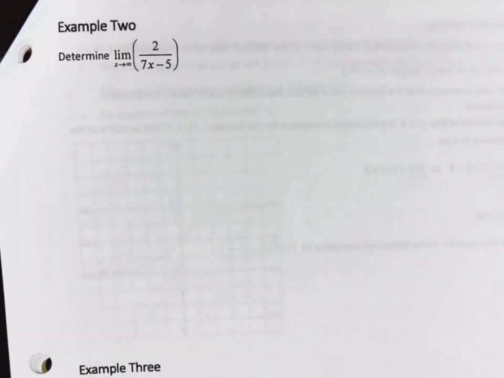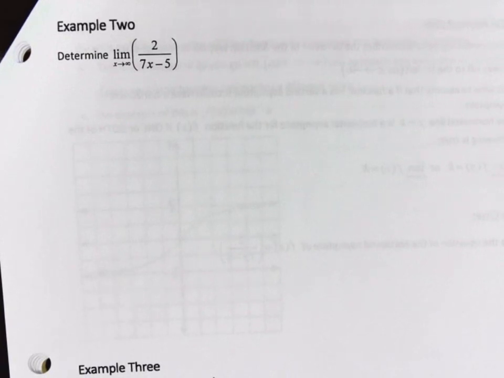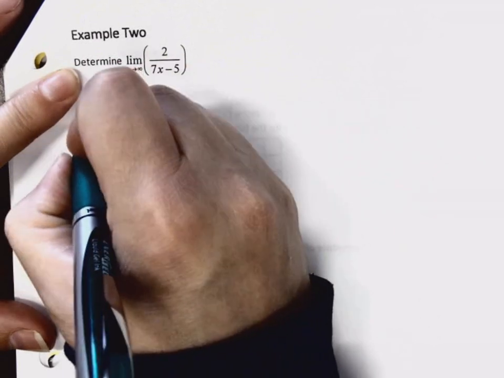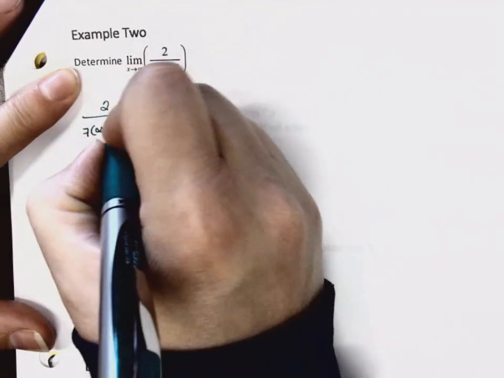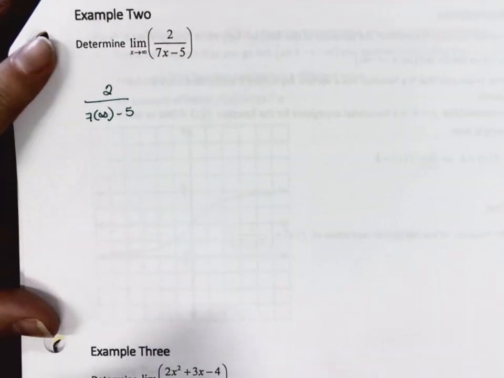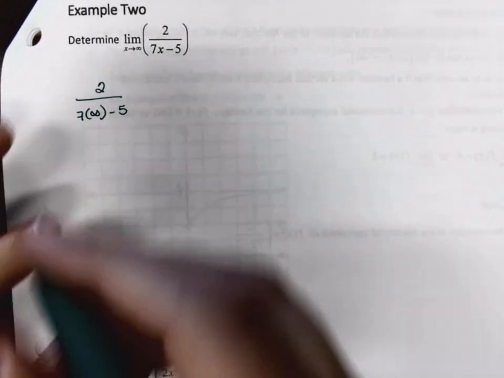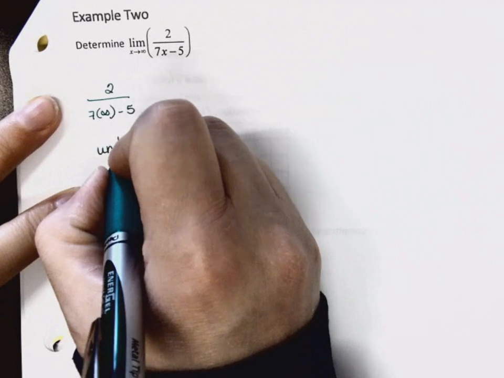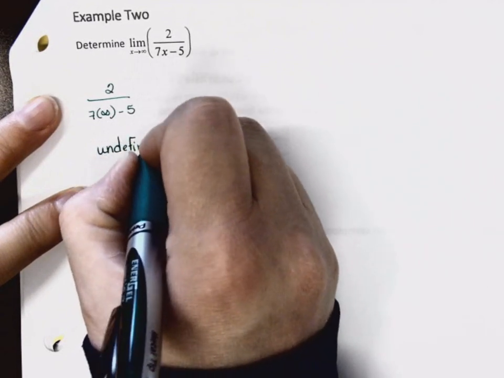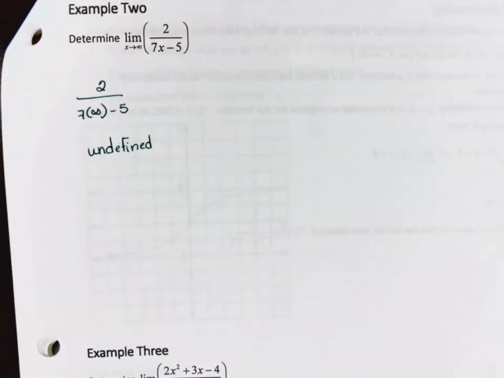If we are doing x to infinity, we're looking at horizontal asymptotes. Okay. So if we do direct substitution in here, it's going to be 2, 7 times infinity minus 5. We know that infinity could be any number, right? So we know that this is going to go to undefined. You do not have to show this every time. I'm just showing that direct substitution won't work here.